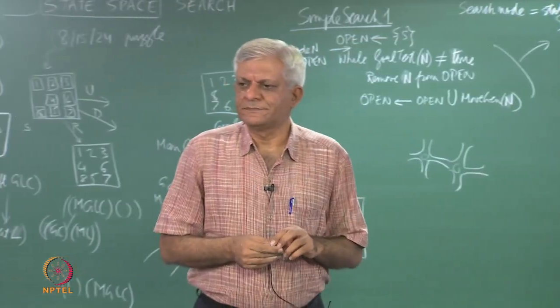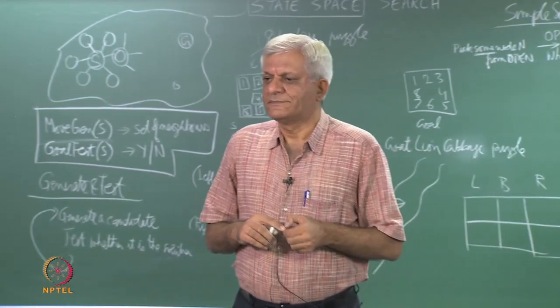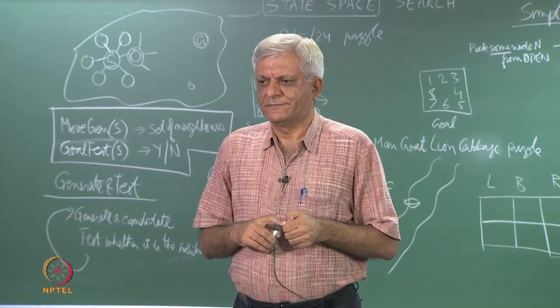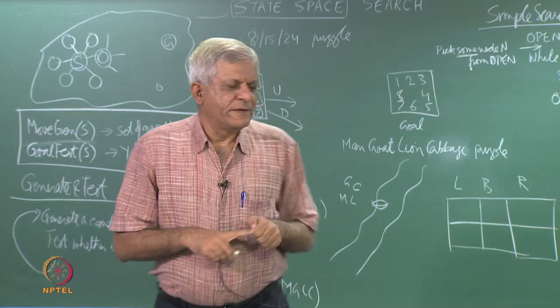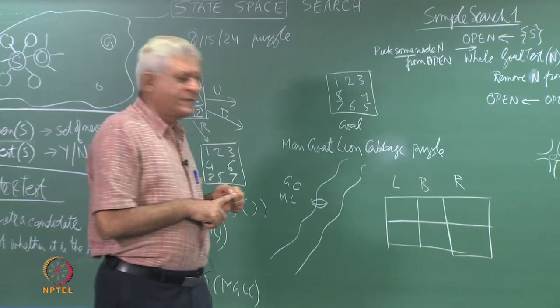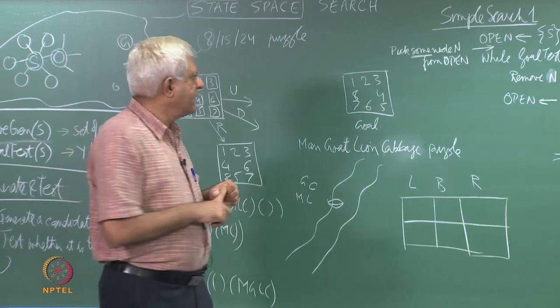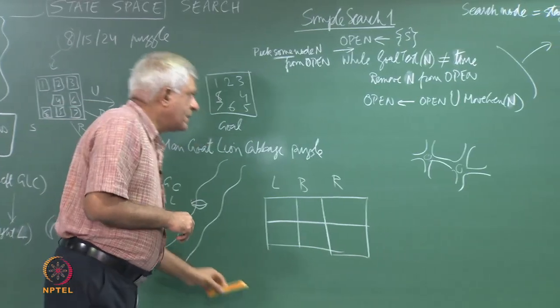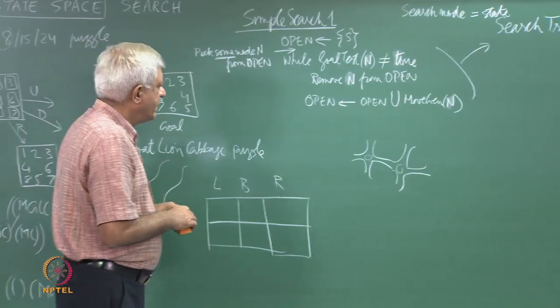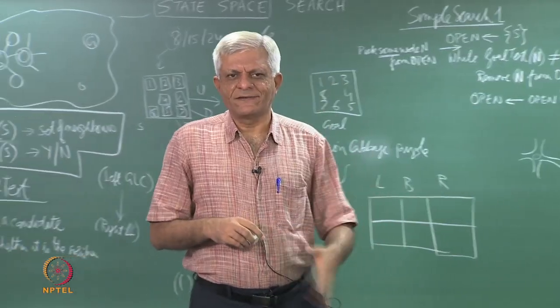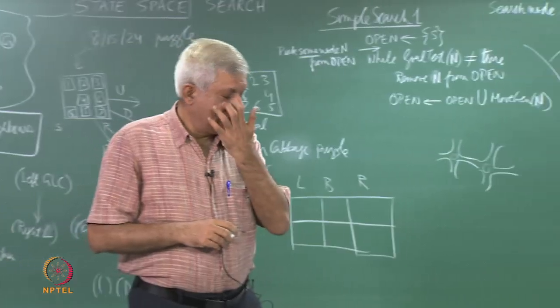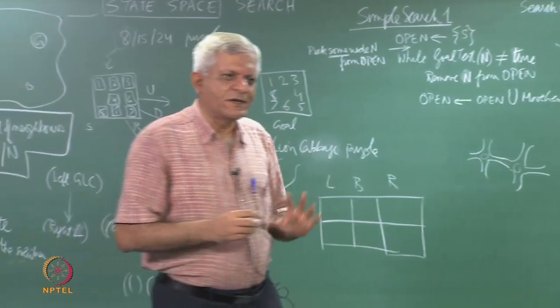Mark that state as visited and we won't come to that state. That is the simplest way of doing it. And traditionally, what we do is we introduce another set, let us say, and we call it closed essentially.